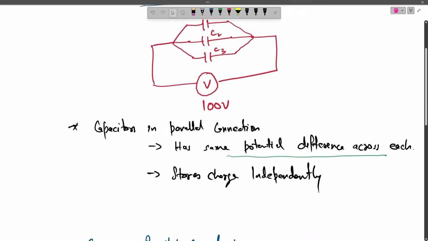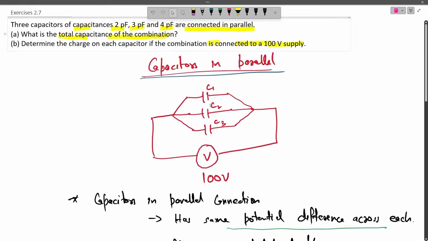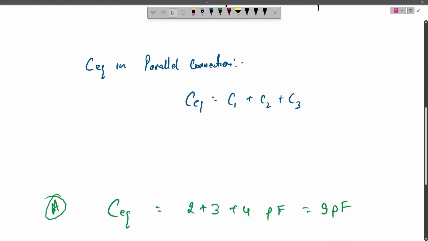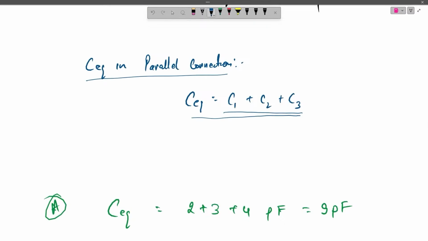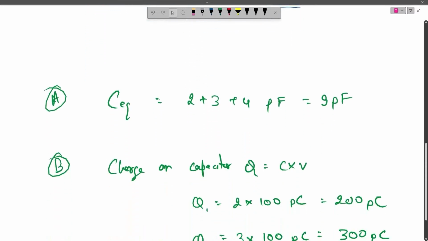Now the second property is that they store charge independently of each other, in contrast with the series connection, where each capacitor stores an equal amount of charge. Now the first question asks: what is the total capacitance of the combination? So C equivalent in this case should be 2 plus 3 plus 4 picofarad, which is equal to 9 picofarad.